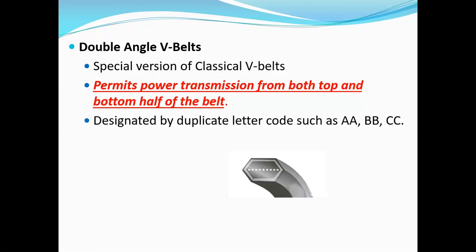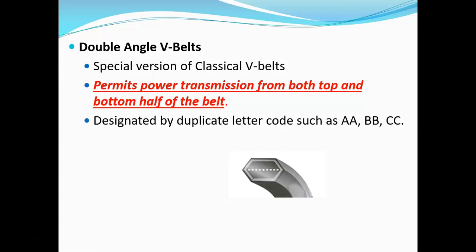So double angle V-belts is another type of friction drive belt. These actually have the V notches on the bottom and the top. And that way you can transmit power from both the top and the bottom half of the belt. So these can run in very odd configurations and still drive. You can do S loops and figure eights with these, or whatever application where you need power driven from different angles of the belt, different sides of the belt.